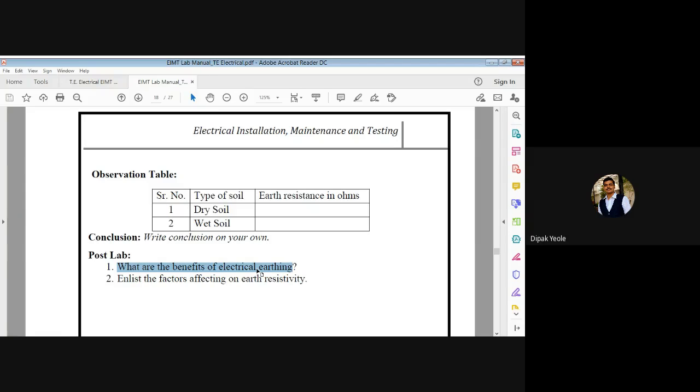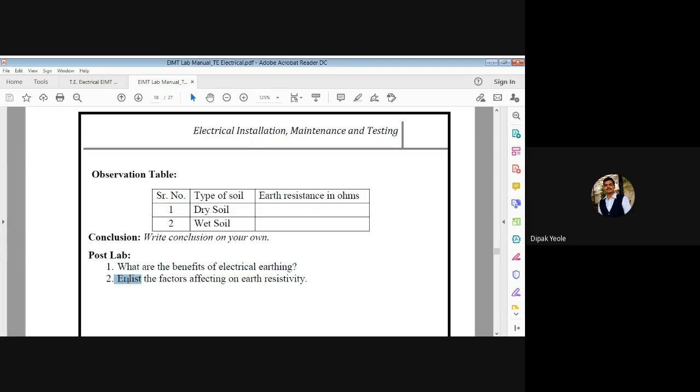And the second benefit is, if discharges or leakage current is available through the MCB or due to a fault condition, then this leakage current or fault current will go inside the earth without any hurdle. So that is the second benefit.